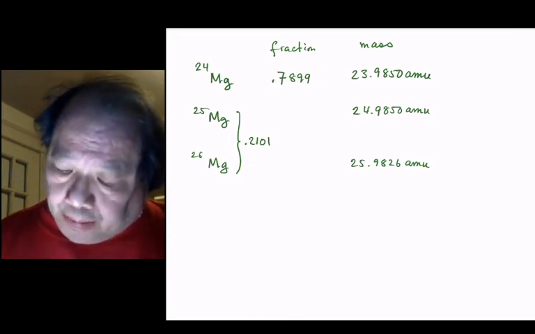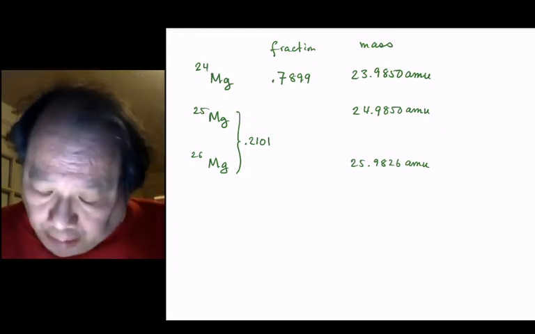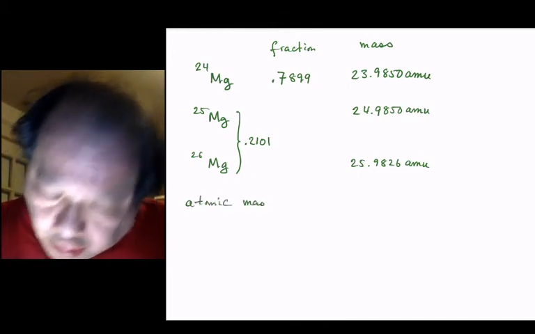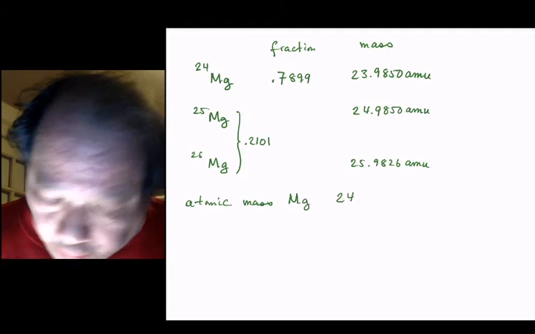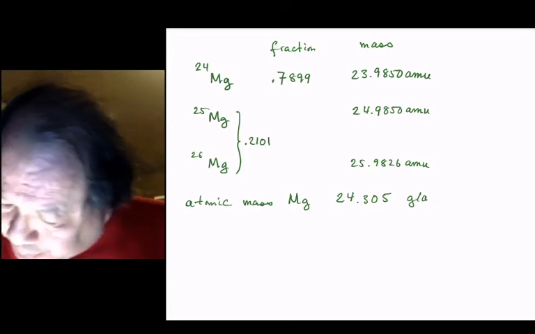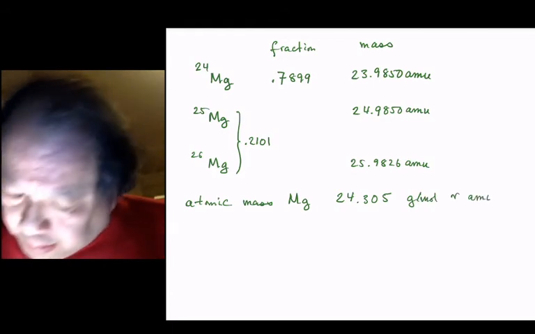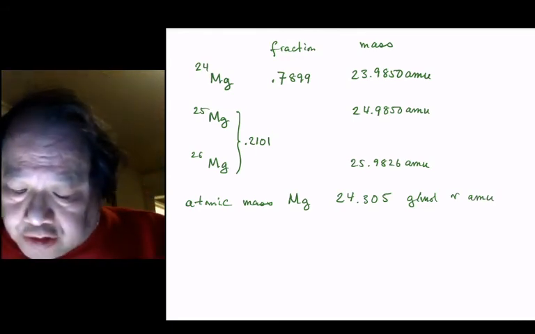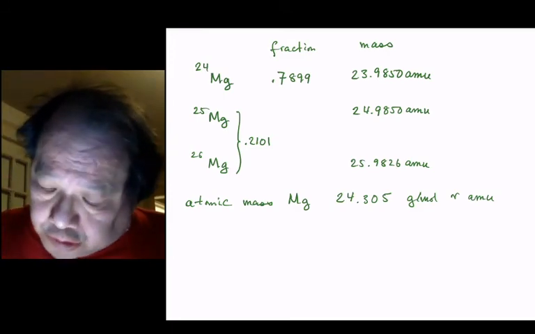Okay, and the problem I'm going to ask you is, we know the actual atomic mass. You can just look this up on the periodic table. The atomic mass of magnesium is 24.305 grams per mole, or equivalently AMU. And then the question is, let's figure out just mathematically then, what are the fractions of 25 magnesium and 26 magnesium?